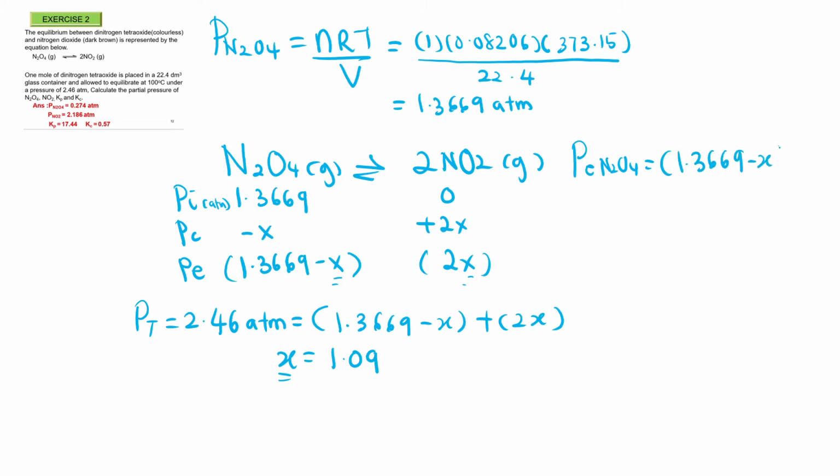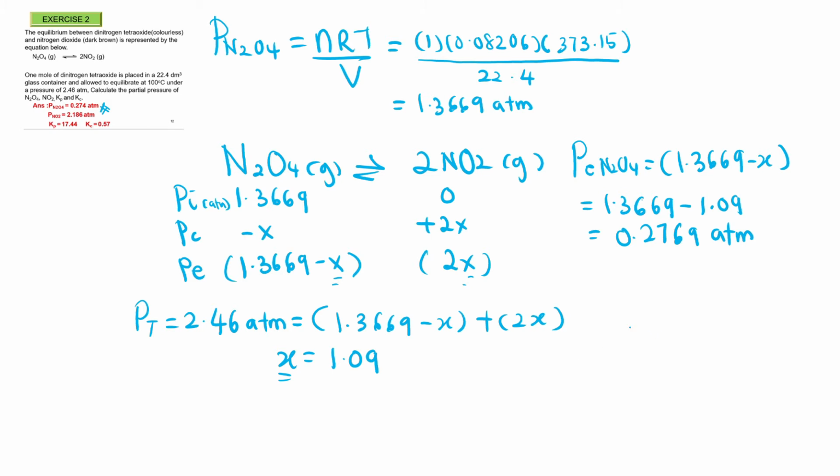Jadi pressure at equilibrium untuk N2O4 equal to 1.3669 minus X, okay, which is equal to 1.3669 minus 1.09. So we got berapa ni? 0.2769 atm. Okay, alright. So given answer is 0.274. Okay, so boleh lah.